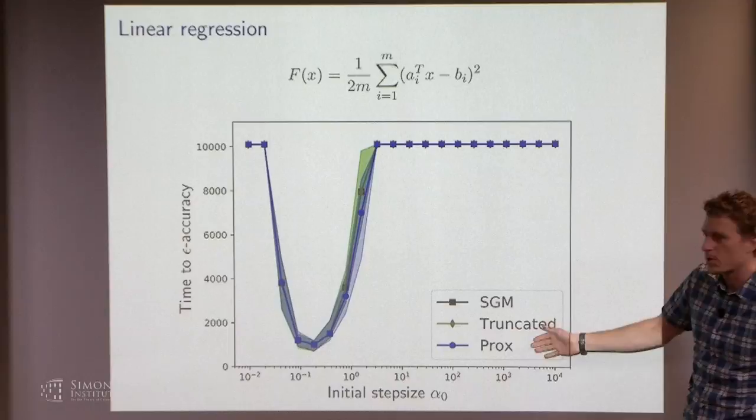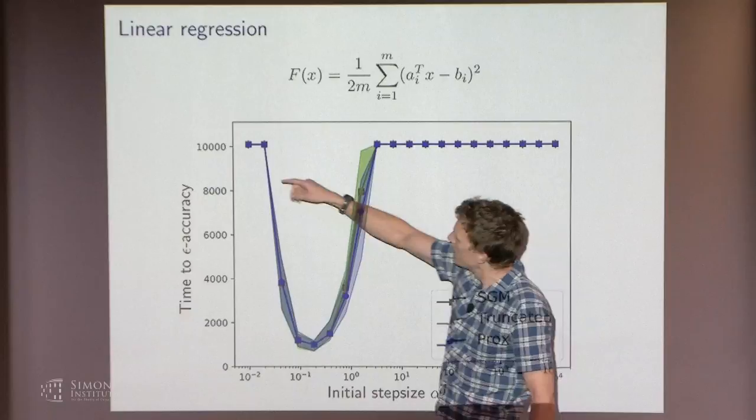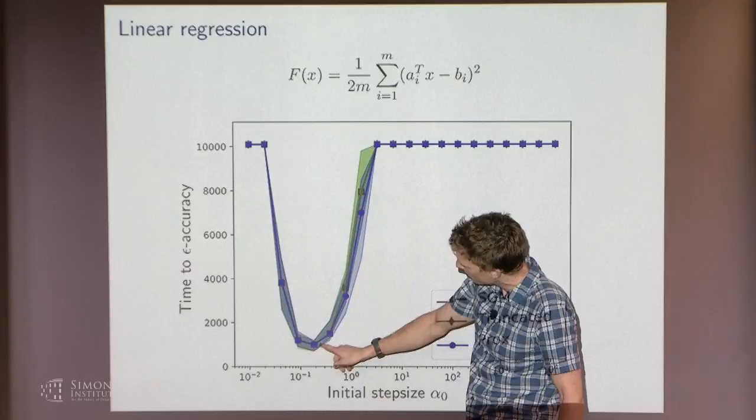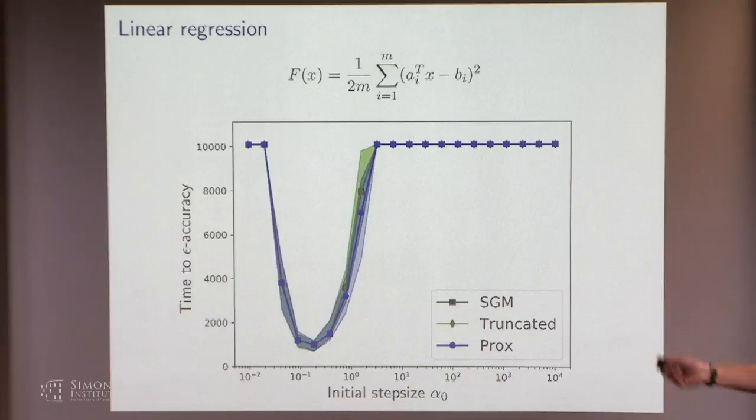And we'll describe what these are shortly. So on this problem, whatever it happens to be, when the step sizes are too small, none of the methods work, they never converge. When the step sizes are right, they all kind of behave the same. And when the step sizes are too big, the methods don't seem to work. Okay? Seems about right.